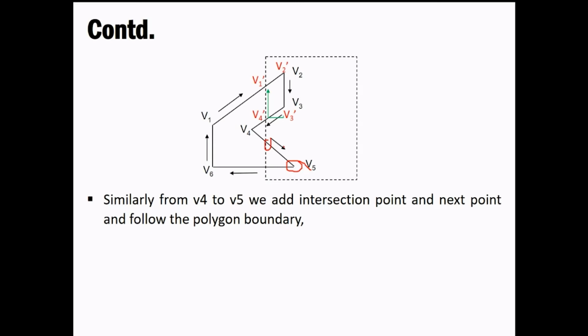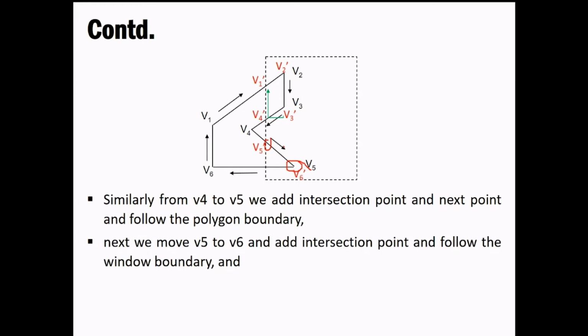Based on the procedure that we are following, our intersection point would be named V5 dash, and similarly V6 dash. Okay, it is going inside from outside, so now we have to add both of these and we have to follow the polygon boundary. Now again check this, that is V5 to V6.